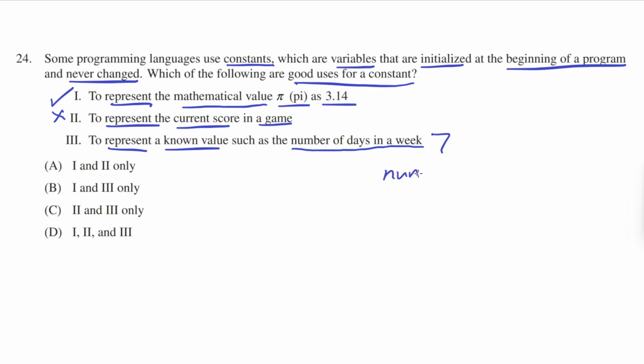like say num_days, in the beginning of the program, we can just set it equal to 7. And that's it. It's a 7 semicolon. And that's the end of the line. We just set the constant num_days equal to 7, and it doesn't need to change ever again because the number of days in a week isn't going to change. So this would be a good use for a constant, representing a known value that's not going to change.